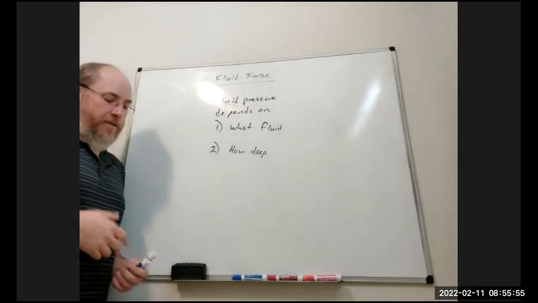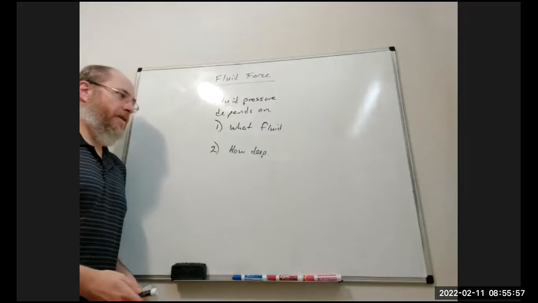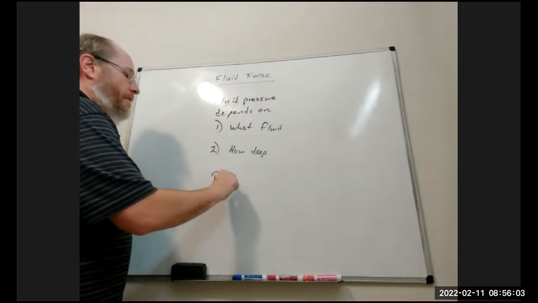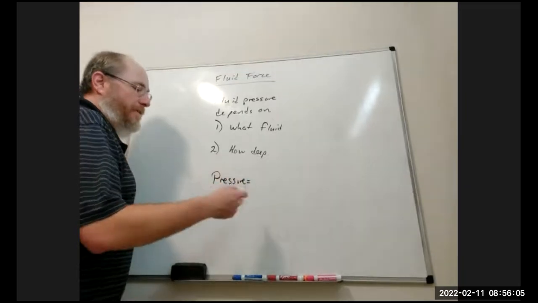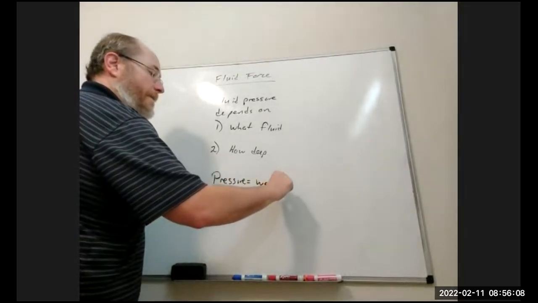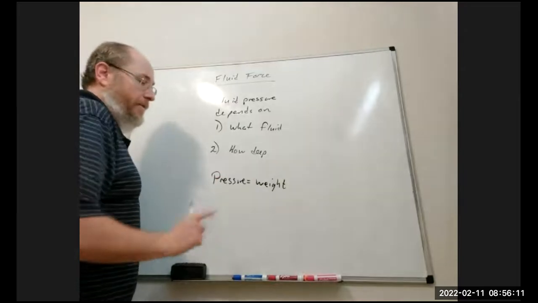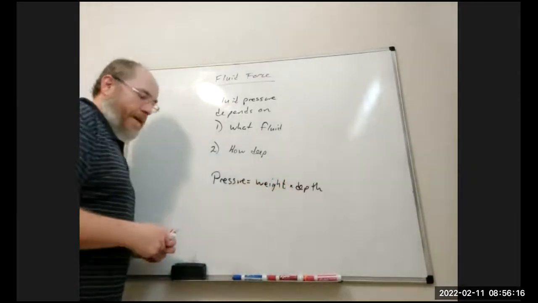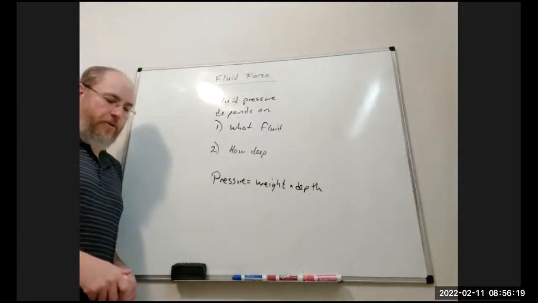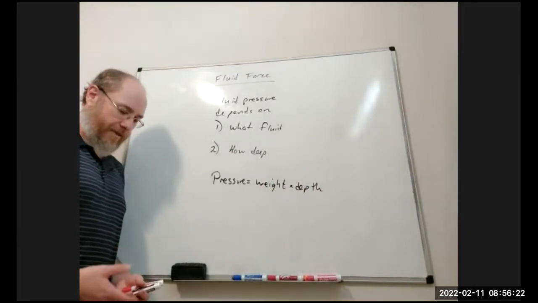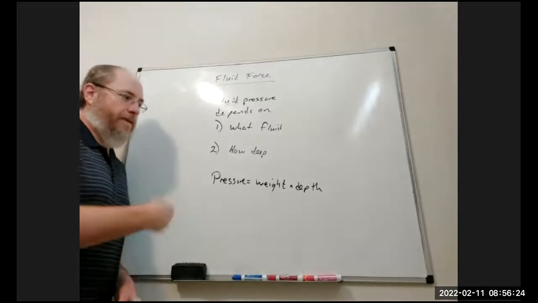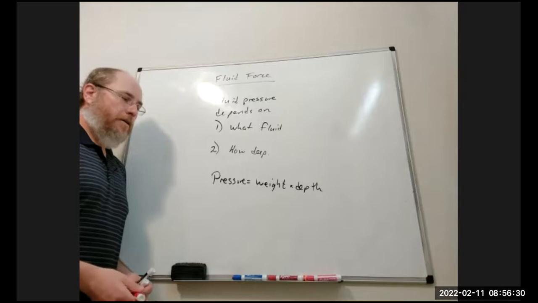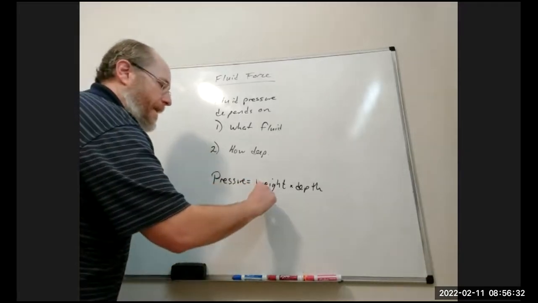All right, so in terms of a formula for this, what we find is that the pressure is actually equal to the weight, not the mass, but the weight, how heavy it is. And it's weight times depth. Okay, so if you know what the weight of the fluid is, and this is actually a weight per, in this case, area.